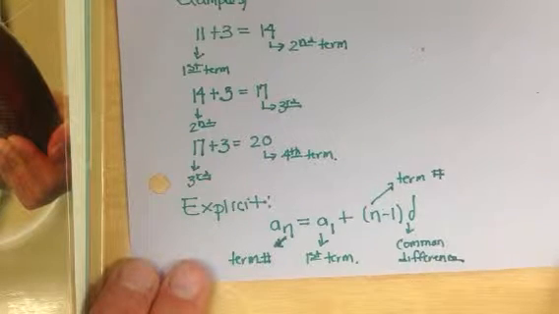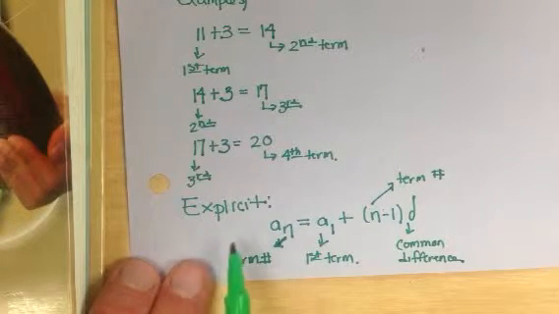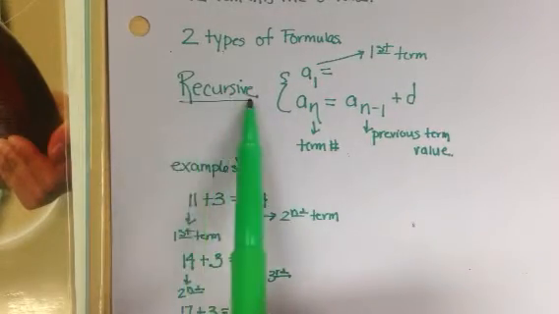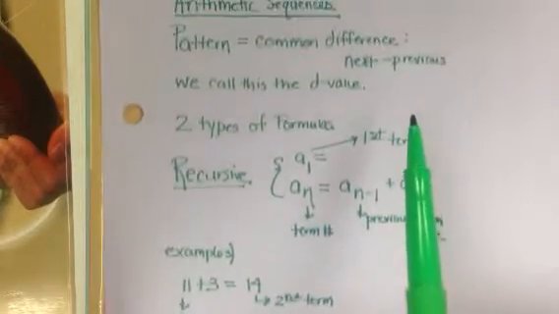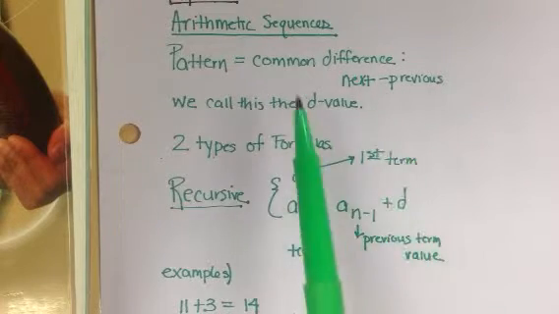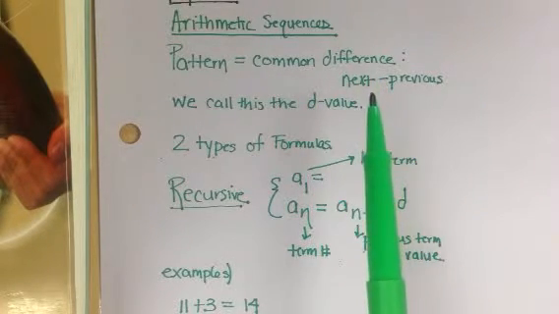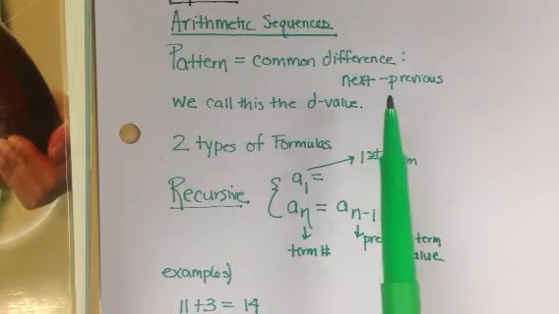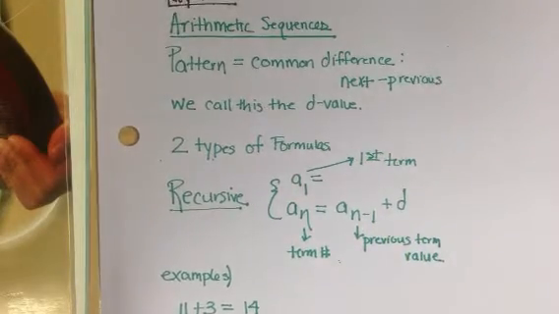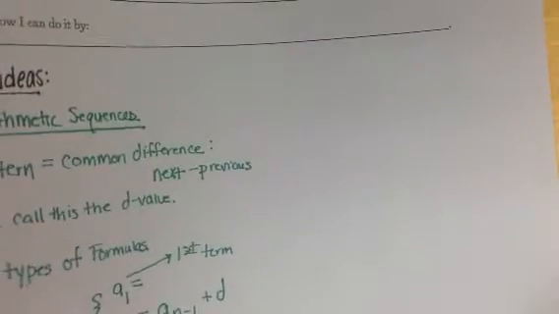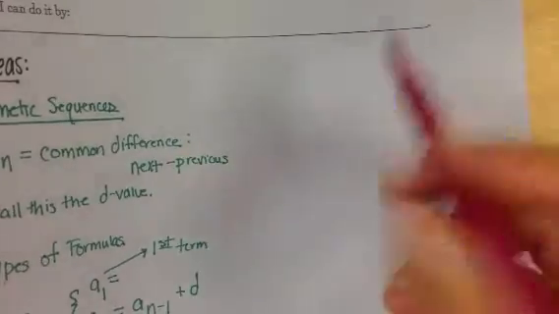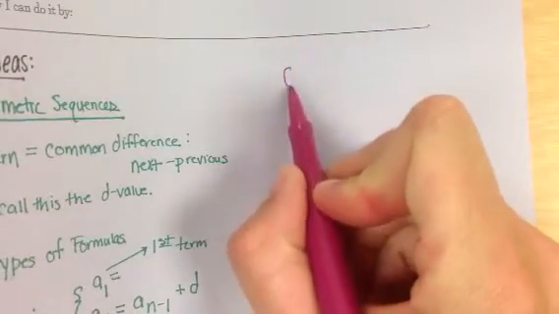So again, with arithmetic sequences, you have the explicit formula, you have this recursive formula, and to find if it's arithmetic, you have to have a common difference, and that can be found by taking your next term and minusing the previous. The next type of sequences that you looked at is geometric.